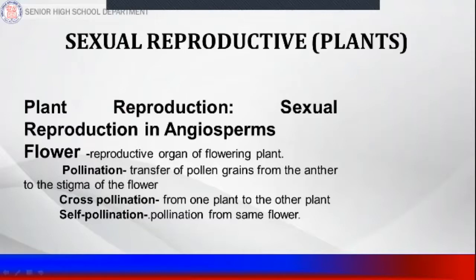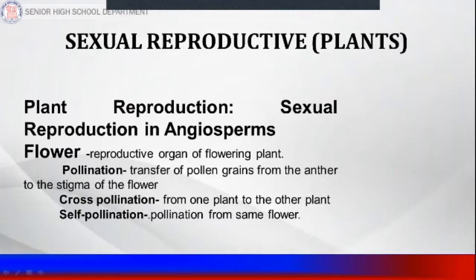The difference is that this one is a plant. So for plants, we have sexual reproduction in angiosperms. We have the flower, which is a reproductive organ of flowering plants. How does it undergo sexual reproduction? We have different terms for sexual reproduction in plants: pollination, cross-pollination, and self-pollination.